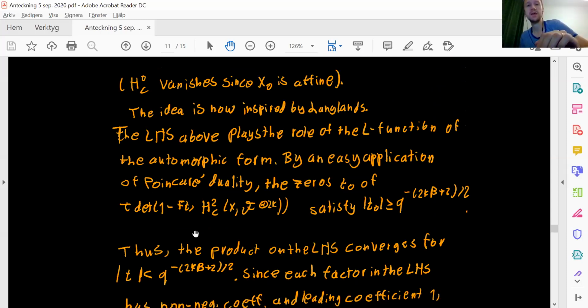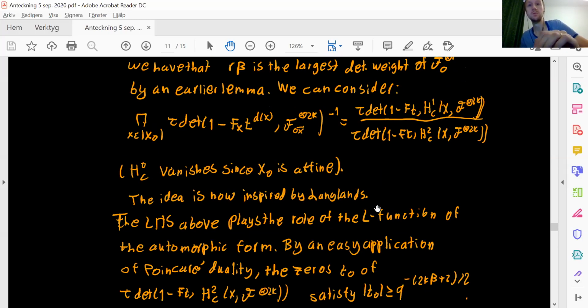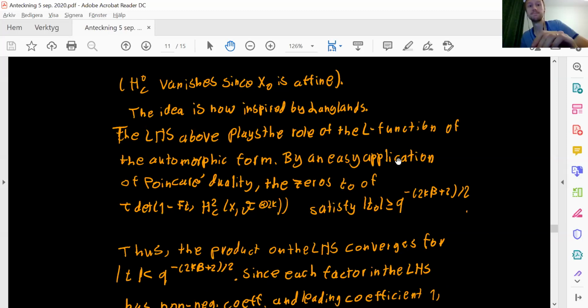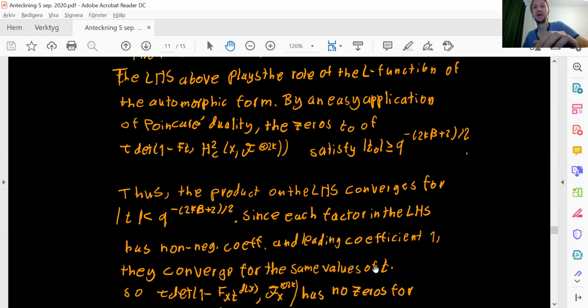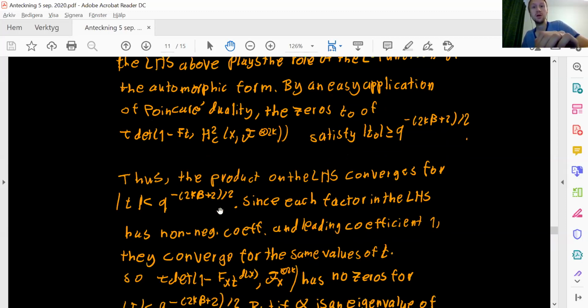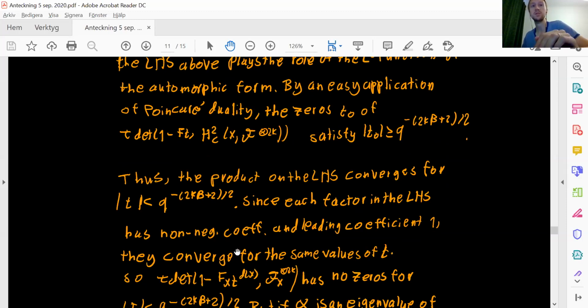Then you can see that the product of the left-hand side will converge for tau less than or equal to q to the minus (2k beta plus 2) over 2, because this is precisely the poles of this guy. Since each factor in this left-hand side has non-negative coefficients and leading coefficient 1, they will converge for the same values of t. This is just a statement about analyticity of infinite products. So each individual L factor here will have no zeros for t less than or equal to q to the minus (2k beta plus 2) over 2, because then this would have some poles.